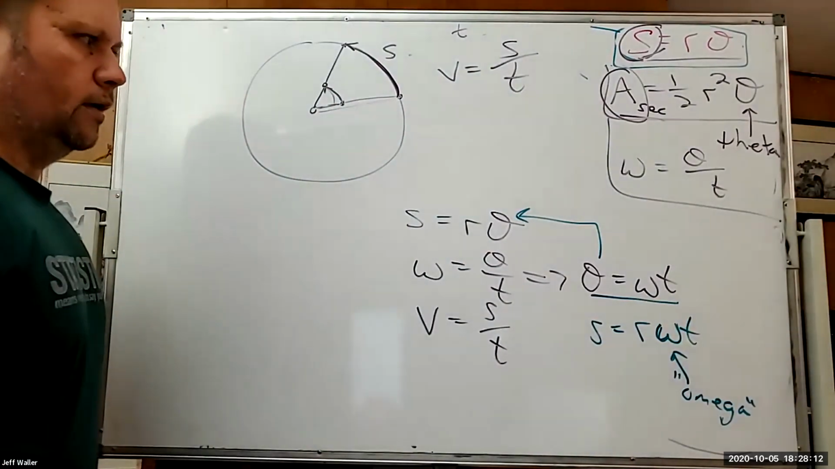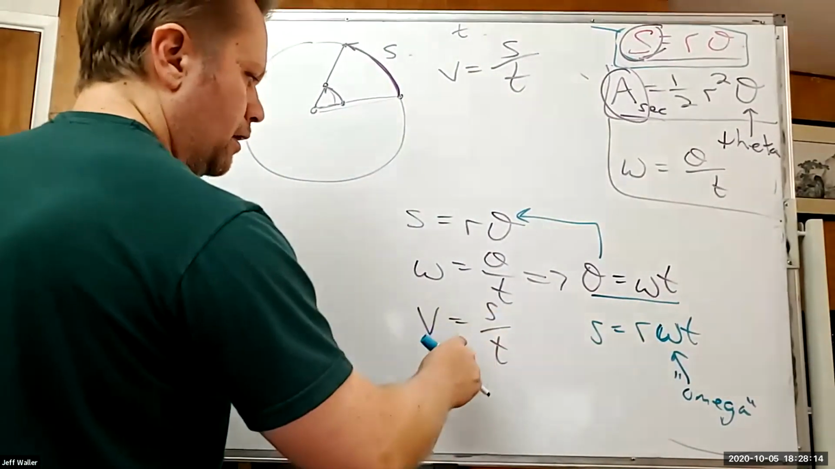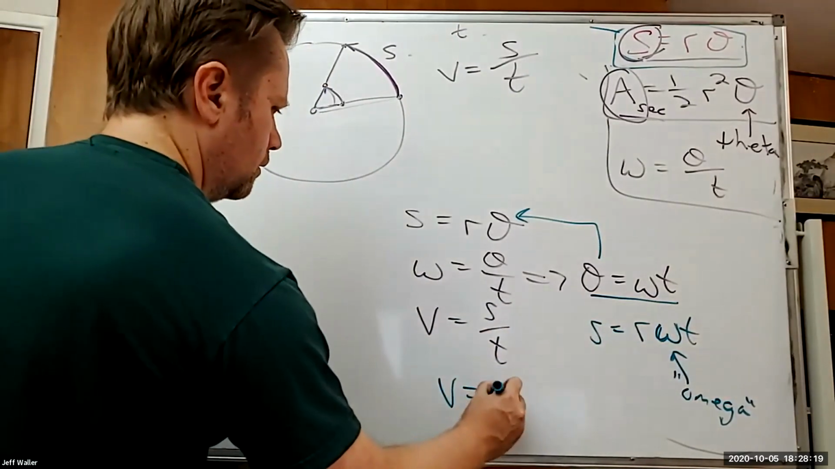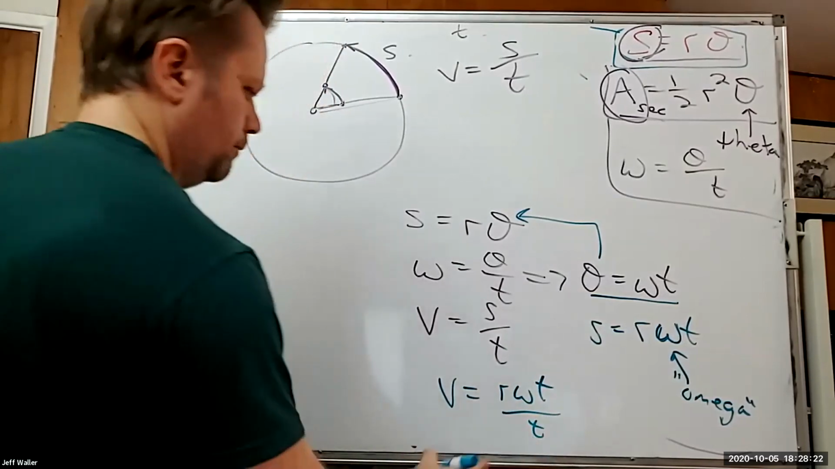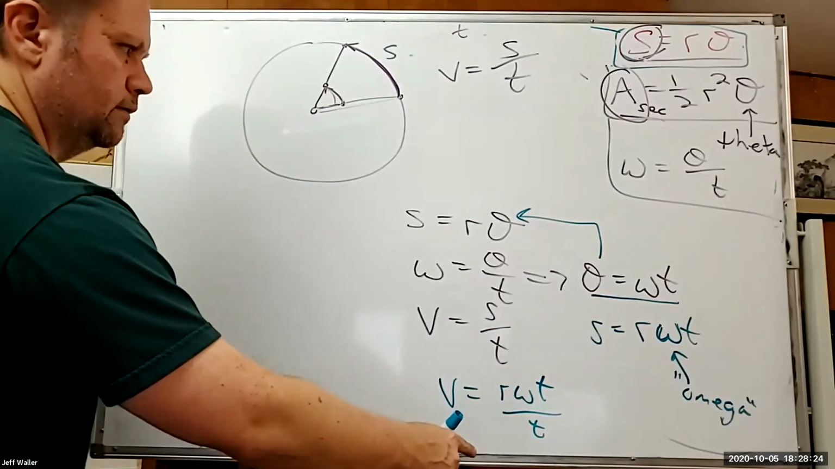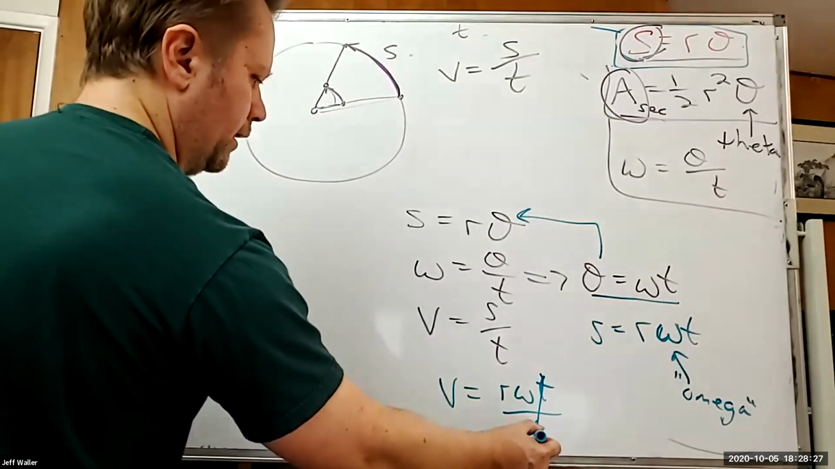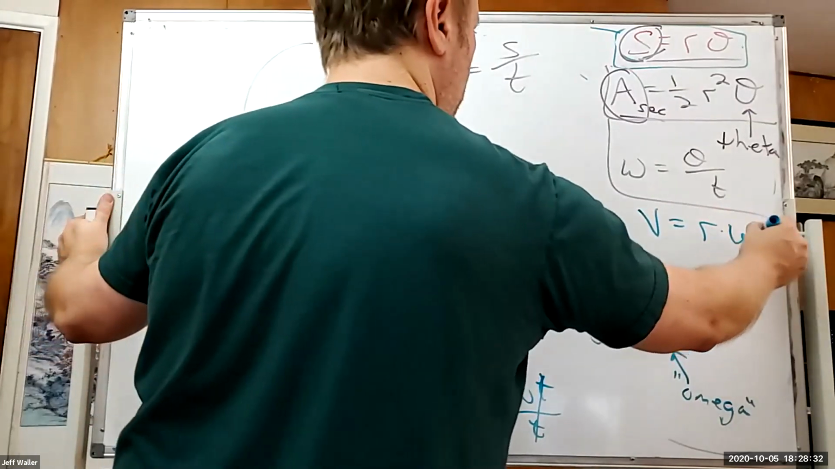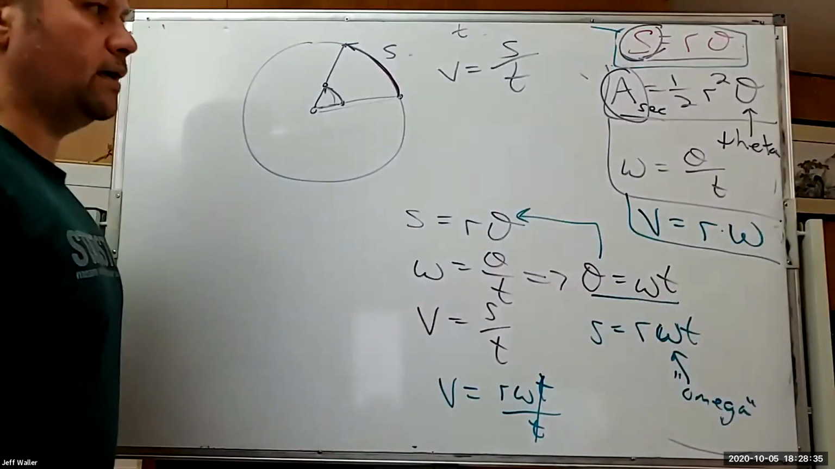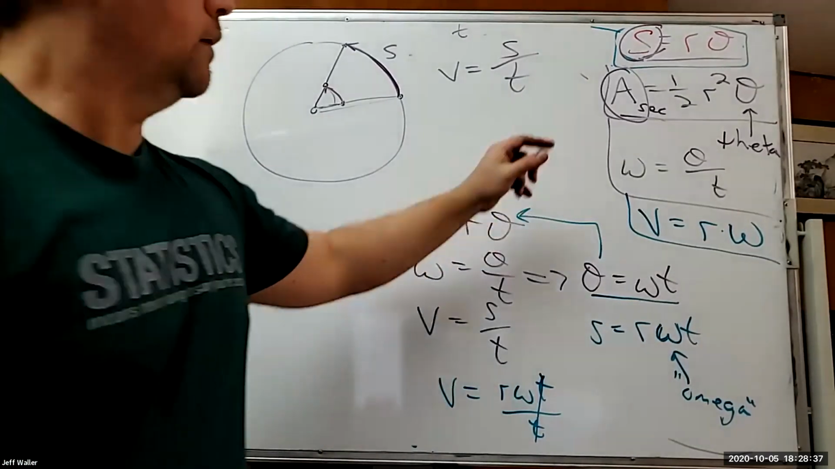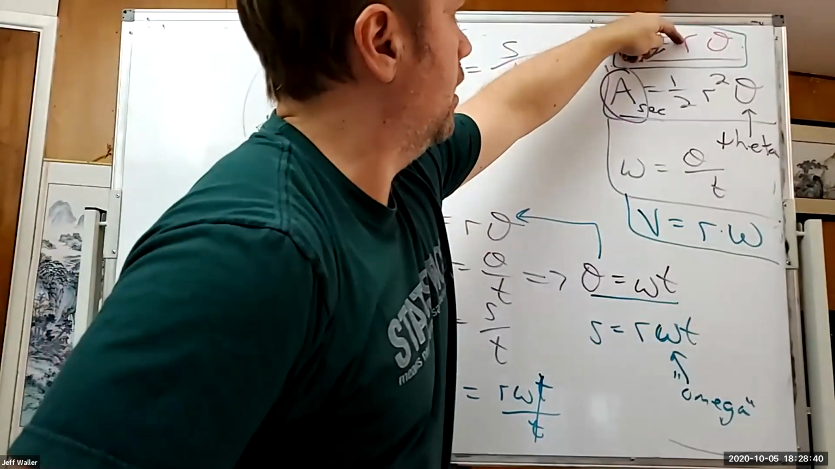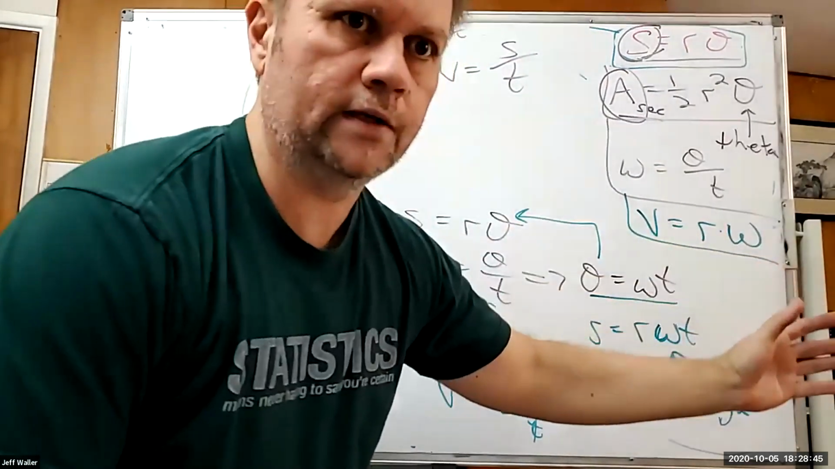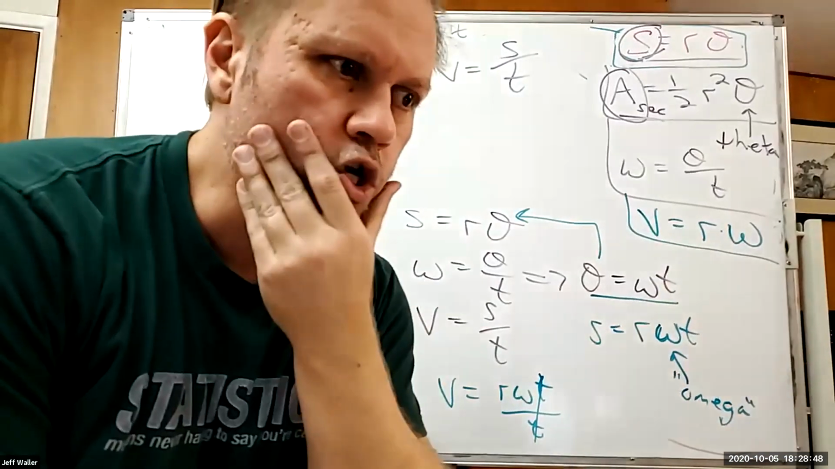And then what can I do now? Now I can replace S with S, and then finally I can kill the T's. That's going to happen eventually anyway. So now I get linear velocity is R times angular velocity. Why does that make a ton of sense? Linear distance is R times angular distance. Linear velocity is R times angular velocity. That kicks so much ass.